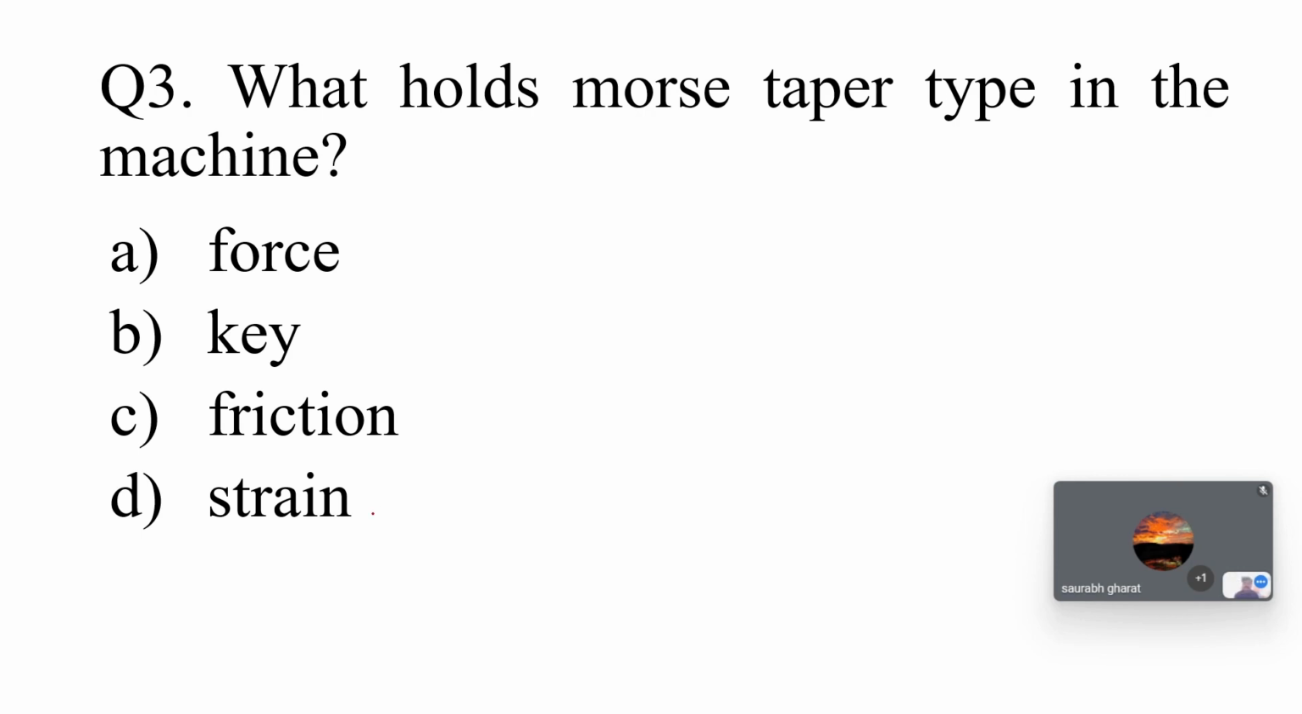So what holds the Morse taper in the machine? Force, we know, is wrong. Key is wrong; there is no key here, only the taper. Friction is okay, so this is the only correct answer. Strain is again wrong; there is no concept of strain in a Morse taper. So friction alone holds it. Friction is the only correct answer.